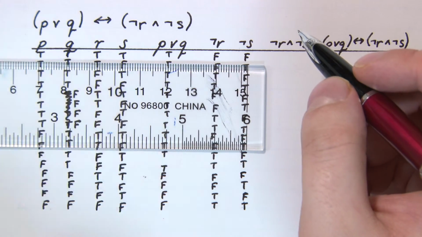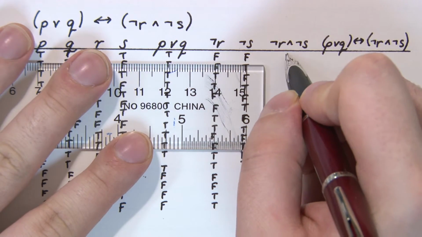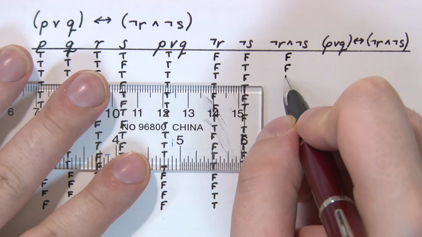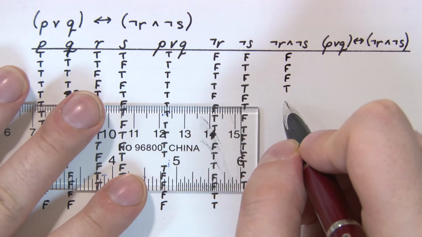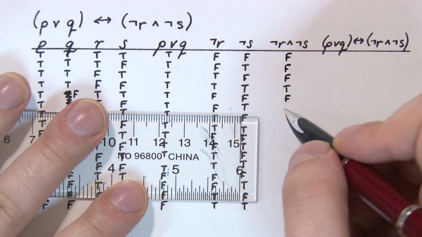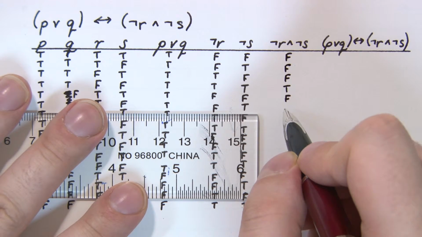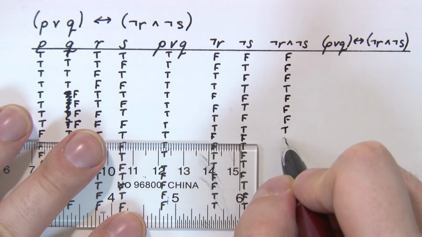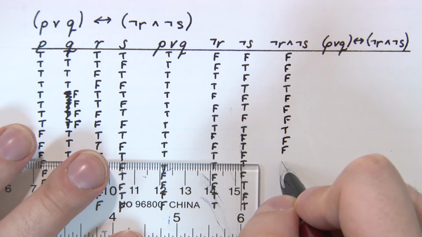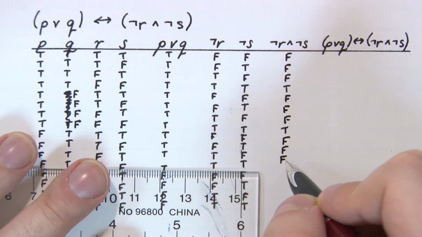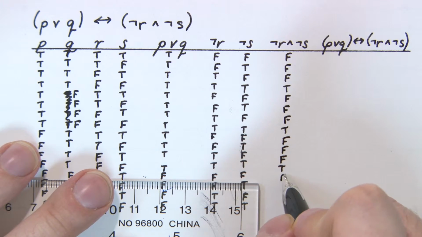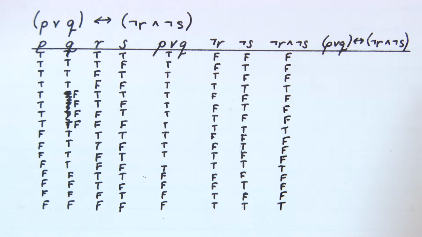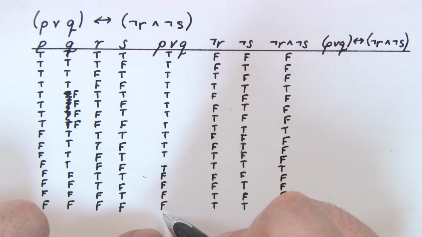trusty ruler. So I have F and F, that's false. I have F and T, it's false, because both of them have to be true. It's true, false, and F and T, that's false still, false, true, false, false, false, true, false, false, false, true.